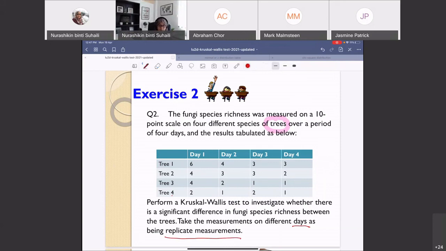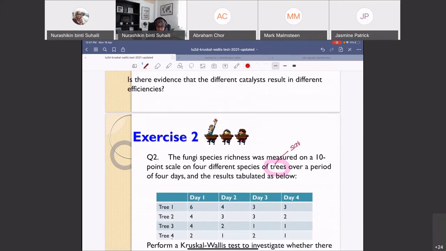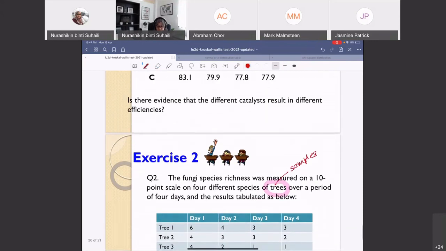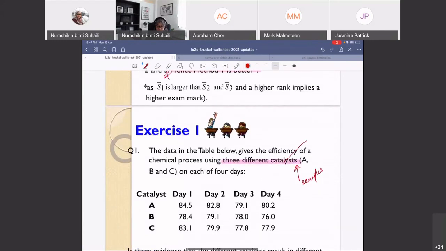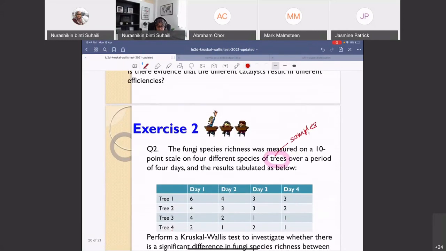Okay. So these trees, like this one, these are the samples. So it means that your K is 3, not 4. Okay. So in this one, K is 4. Yeah, that's the first thing that I forgot to mention at the beginning. The first thing that you have to identify in any problem is: what are the samples?